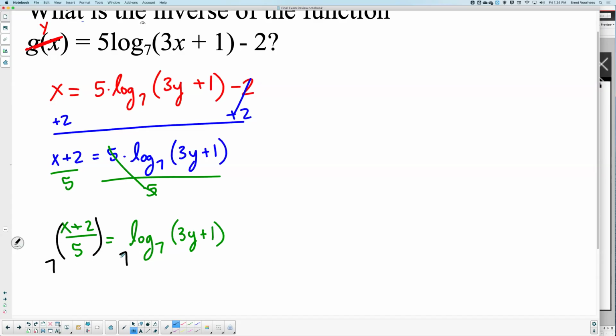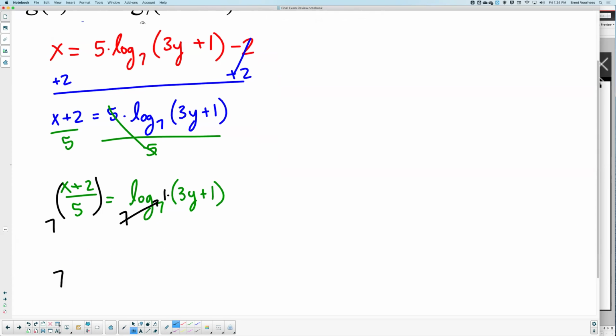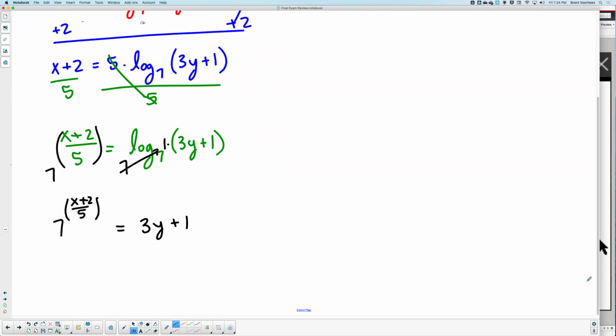What's going to happen when you do 7 to the log base 7? That's just going to become 1 times. So we're going to have 7 to the power of x plus 2 divided by 5 equals 3y plus 1. My goodness, I ran out of space here. Next step, we subtract 1 from both sides. Will this 1 subtract from the 7? No, it won't. So 7 to the power of x plus 2 over 5, minus 1, equals 3y.